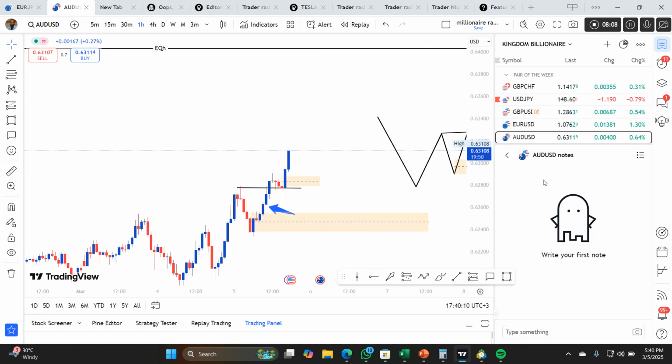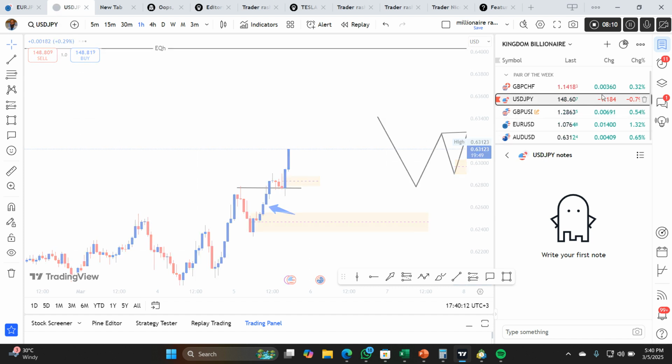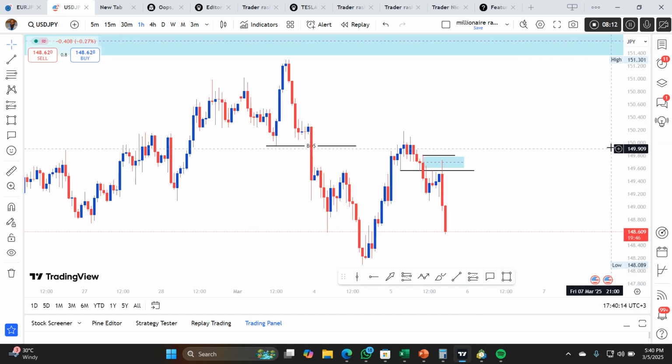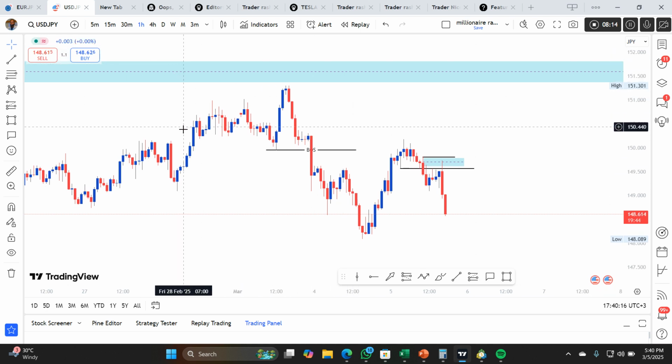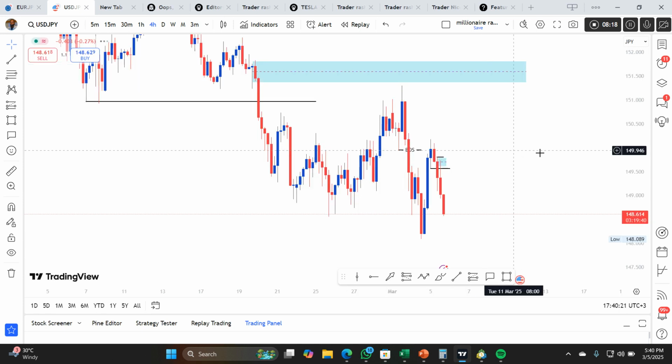We'll jump straight to USD JPY. Now for USD JPY, we were looking for sell continuation, and we did get really beautiful sell continuation today.